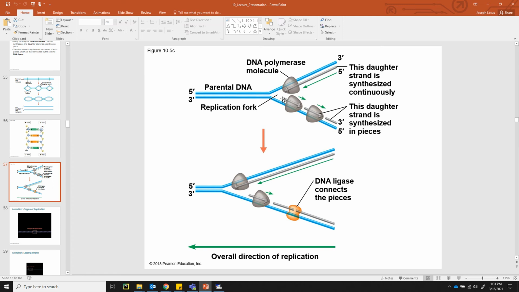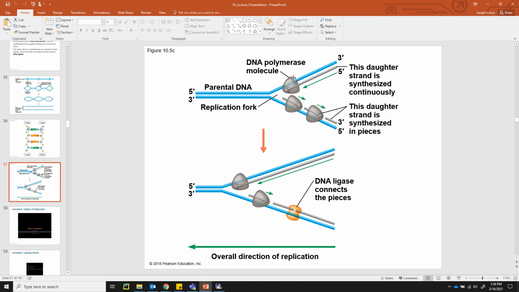So you can see this process. In order for DNA polymerase to move to the left, it has to actually move to the right, then break away, connect to the left, and then work to the right again. And that's because of these primes. DNA polymerase can only move from the 3' to the 5' direction. It can only read 3' to 5'.